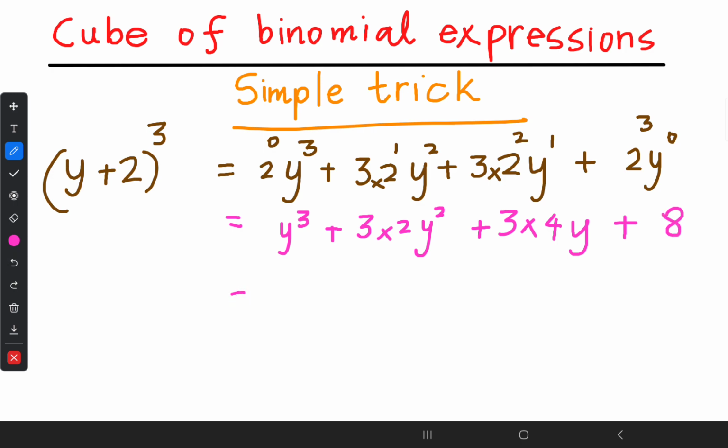Work not done yet. Some more to complete. y cube, 3 times 2, it is 6. y square, 3 times 2, it's 6. y square plus 3 times 4, 12y. And finally, we have 2 cube, that is 8. This would be the expansion of this cubic function.